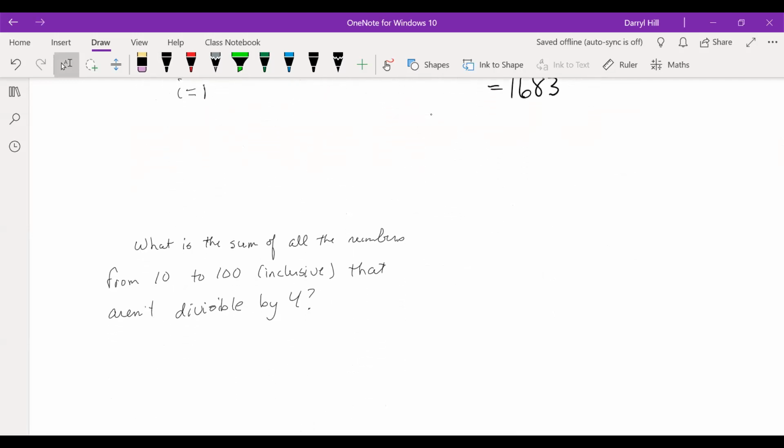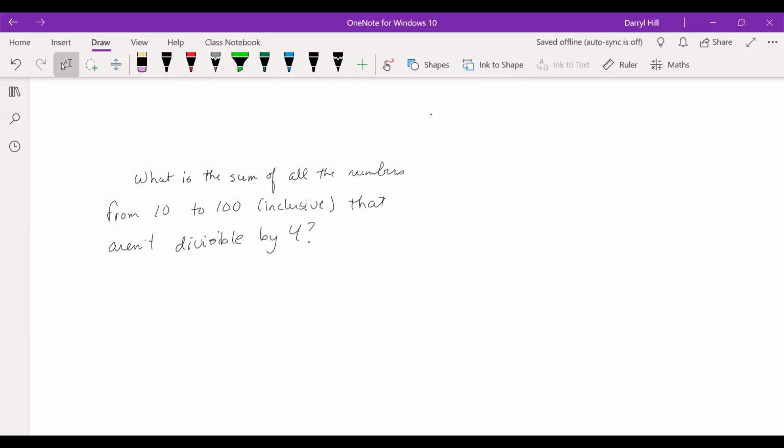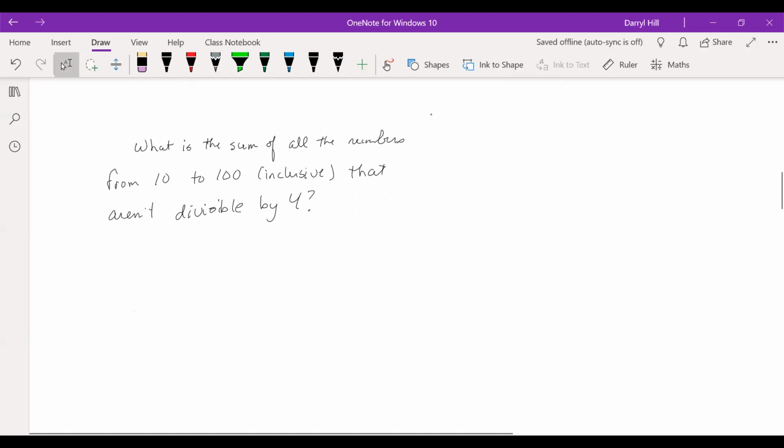What about the sum of all the numbers from 10 to 100 inclusive that are not divisible by 4? I didn't give it away this time. That's good. So how would we express this using our sigma notation? Any ideas? Yeah, same thing, but split versus via subtraction. So essentially, we can start with the first part.